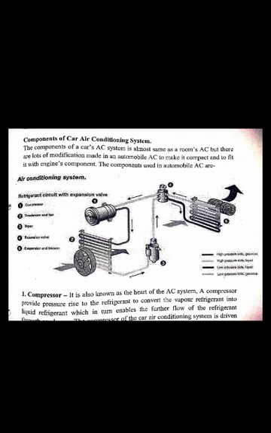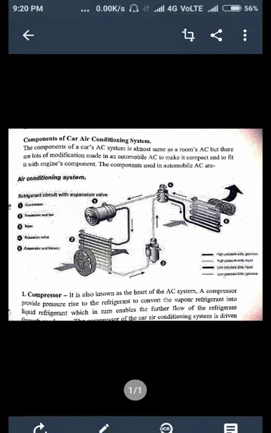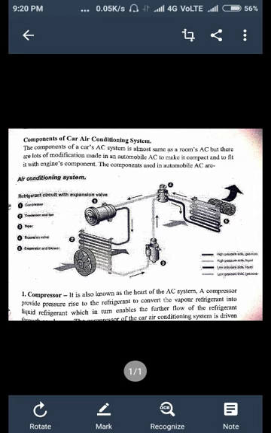So today we will see about the car air conditioning system, what components it has and how it works. Mainly the car air conditioning system consists of five major parts. First one is compressor, second one is condenser and fan, third one is dryer, fourth one is expansion valve, fifth one is evaporator and blower. So we will start with the compressor first.